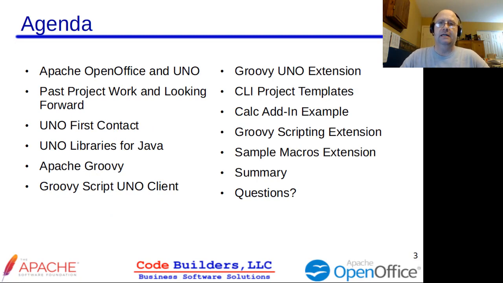So the agenda for today: I'm going to do a high-level overview of UNO programming. Talk about the UNO libraries, a little bit about Apache Groovy and some advantages it provides. I'm going to go through an example of a single file client Groovy script that connects to and automates OpenOffice. Some of the OpenOffice Groovy projects that I've created, like the Groovy UNO Extension, which is a project that extends the Java UNO APIs with convenience methods to make the programming less verbose. Some command line project templates for creating client applications and OpenOffice extensions, and an example project of that. And the Groovy scripting extension that adds Groovy as a macro language to OpenOffice using the OpenOffice scripting framework.